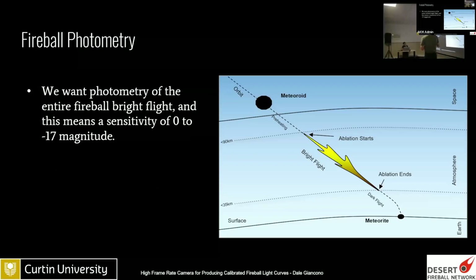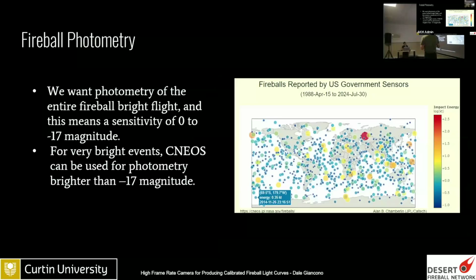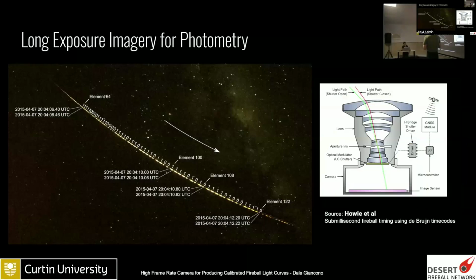Ideally, for the Desert Fireball Network, we identified that we wanted to try and get photometry from magnitude 0 to magnitude -17. Obviously this requires a massive dynamic range. For anything brighter than -17, we can use other data sources like Cineos. So how does the Desert Fireball Network currently do photometry?